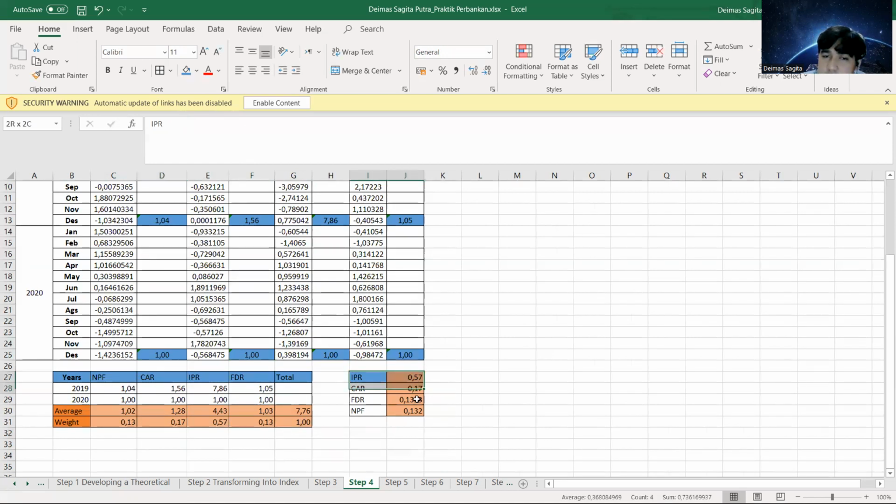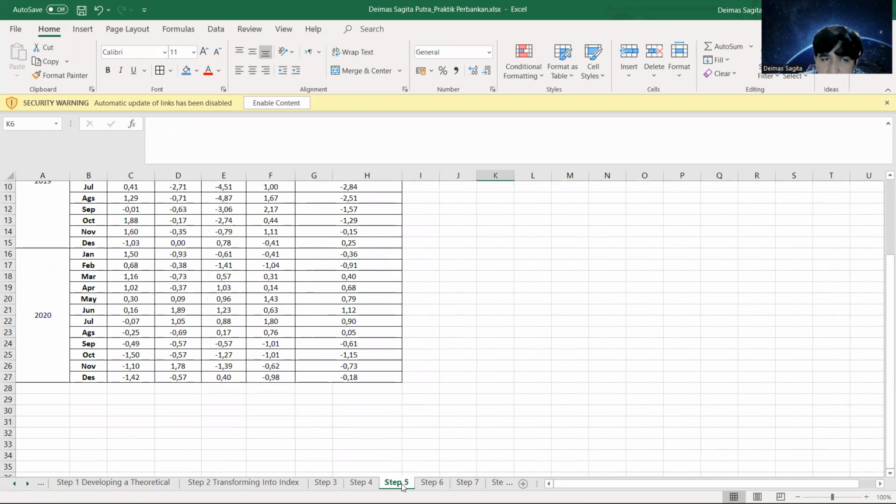After that, we try to put our data in here from the highest value until the lowest value. So the lowest data from NPF, CAR, IPR, and FDR. In IPR, the lowest data is here. Wait, CAR is here, the lowest. Wait, here, and FDR, and the rest is NPF.